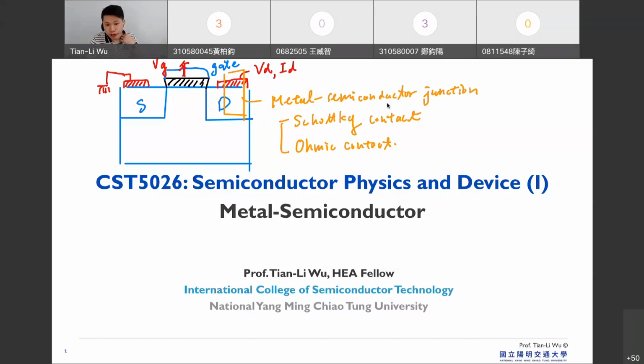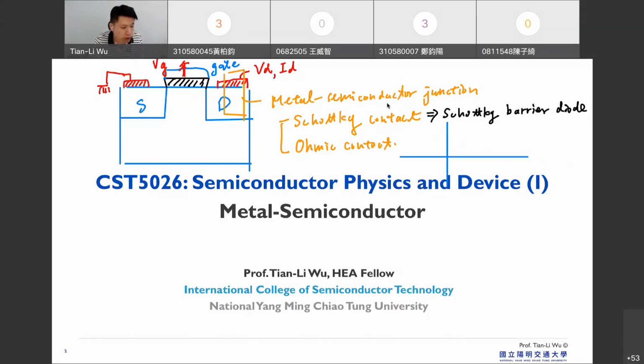The major difference between the Schottky and Ohmic contact is related to the characteristic of the contact between the metal and semiconductor. In the case of the Schottky contact, we will easily form what we call the Schottky barrier diode. So once we have a Schottky contact, we will definitely have the Schottky barrier diode here. The major difference between a Schottky contact and an ohmic contact can mainly be seen from the IV characteristic.